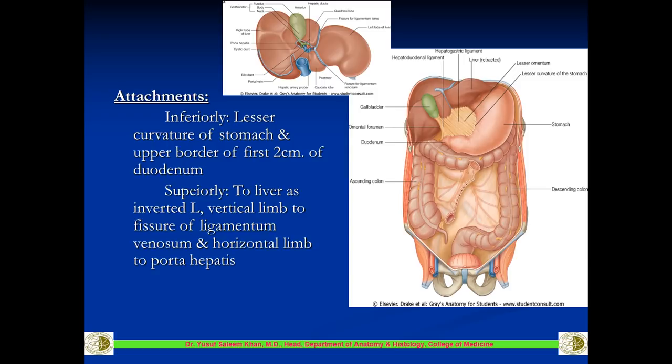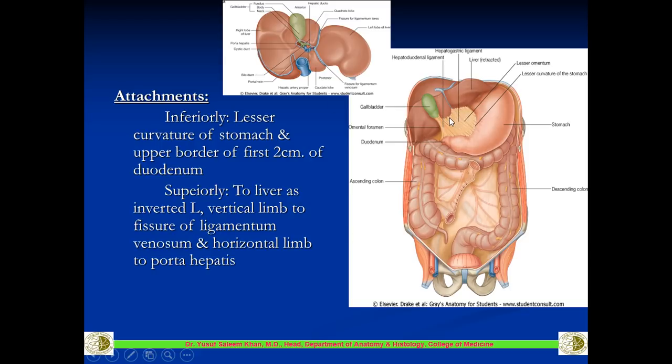As I said, it is in the form of an inverted L. The vertical limb is from the fissure of the ligamentum venosum and the horizontal limb is from the porta hepatis, from the membrane around the porta hepatis. So this is called a reverse L. This is how it is attached. Even though in this picture you cannot clearly see it, you can easily imagine how it is present in the form of an inverted L, with the vertical limb from the fissure of the ligamentum venosum and the horizontal limb from the porta hepatis.